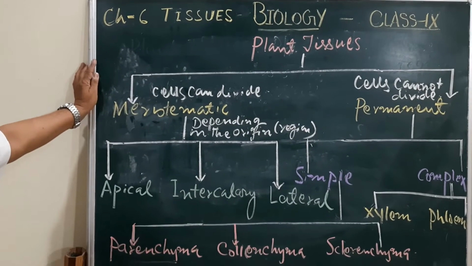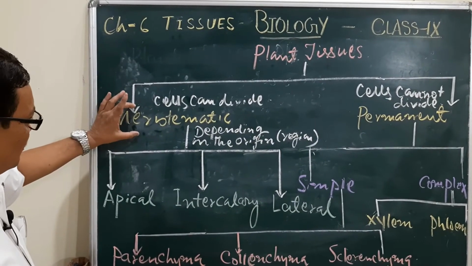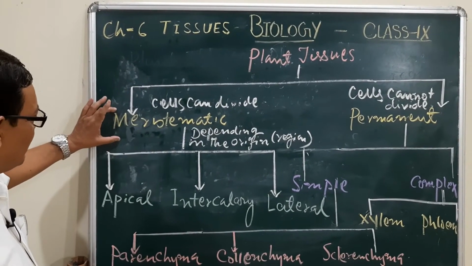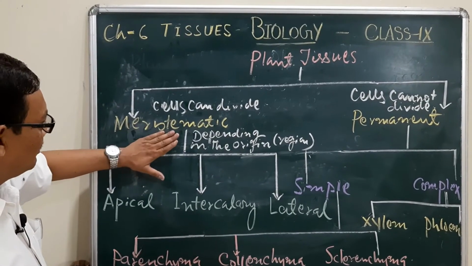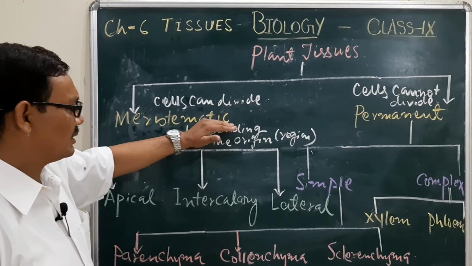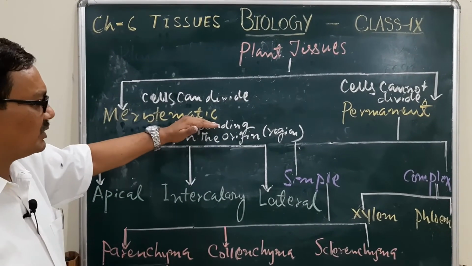Now first we will start from the first category of the plant tissue, that is the meristematic tissue. Our lesson will be started from this.